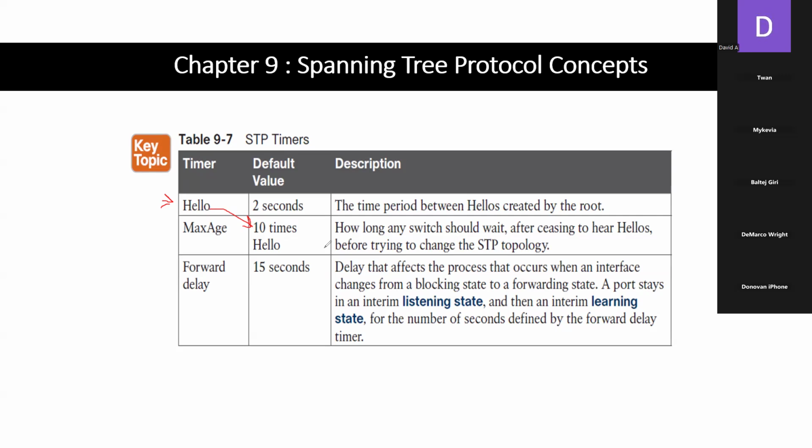So if the switch goes 20 seconds without hearing a hello, it's going to go ahead and react. So what happens after? We're now in a broken state, and the switches are not hearing a hello BPDU from the root switch, or any switch for that matter. After the max age expires, the switch essentially makes all of its spanning tree choices again.